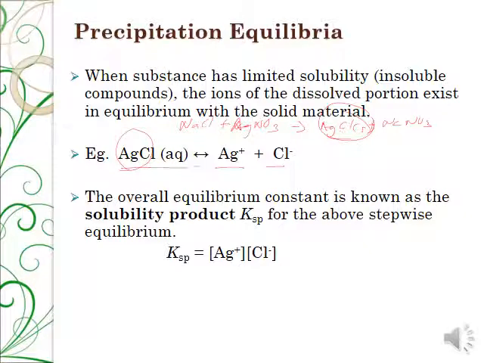Okay, this is what we get. Silver chloride aqueous, silver and chloride. Note that we have the arrow pointing in both directions because it exists as an equilibrium. This actually represents equilibrium. Only a small portion of this silver chloride dissolves in aqueous form. So that's why we represent it as Ksp, the solubility product constant. It is actually represented by the concentrations of silver and chloride respectively.